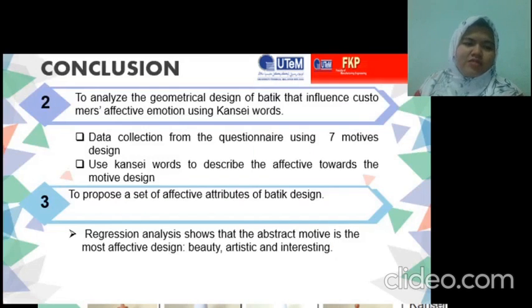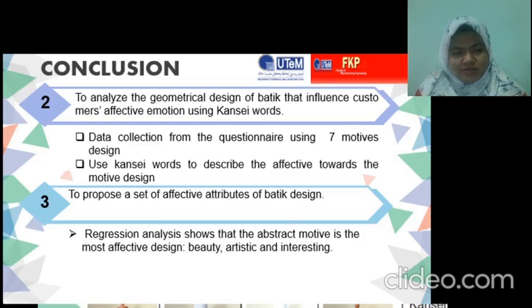For the conclusion, the objectives are accomplished. The second objective is to analyze the geometrical design of batik that influences customers' affective emotions using Kansei words, and we collect the data from the questionnaire using 7 motif designs and use Kansei words to describe the affect towards the motif designs. And the third objective that we accomplish is to propose a set of effective attributes of batik design.